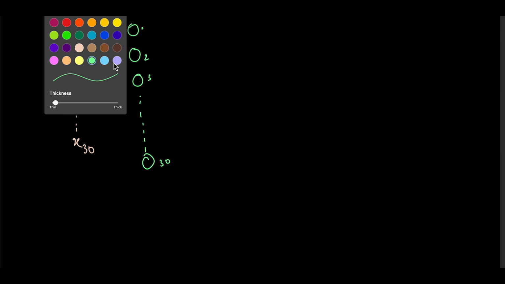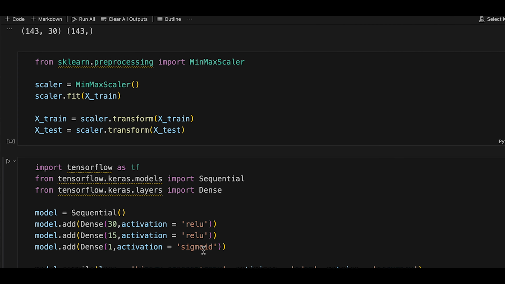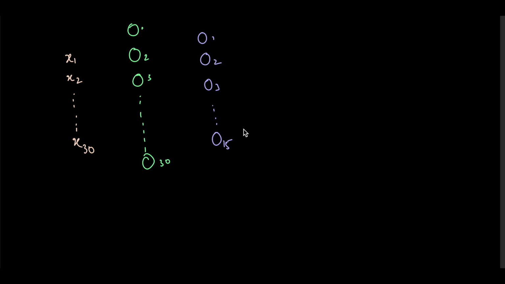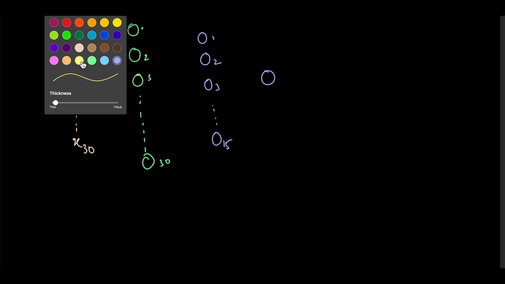1, 2, 3, and so on till 30. And what about the second hidden layer? In the second hidden layer, we have 15 neurons. And finally, in the last layer, we have only one neuron. What is this last layer called?